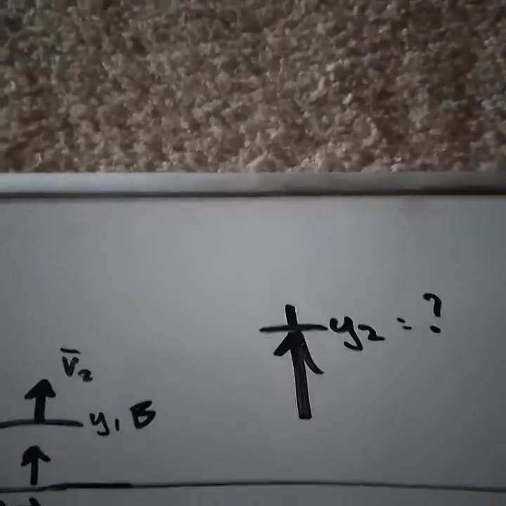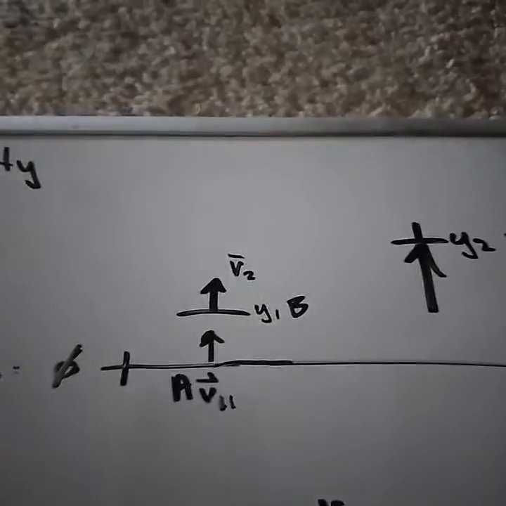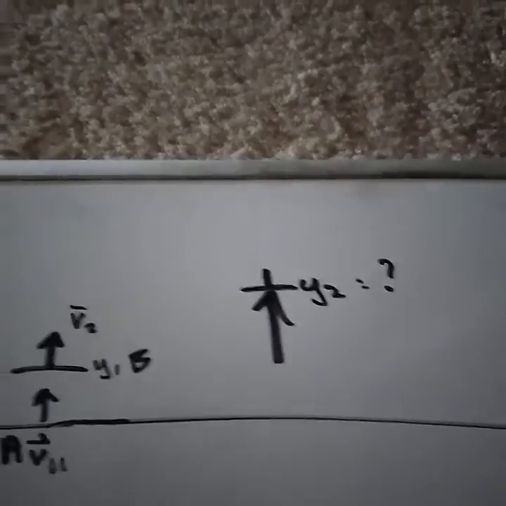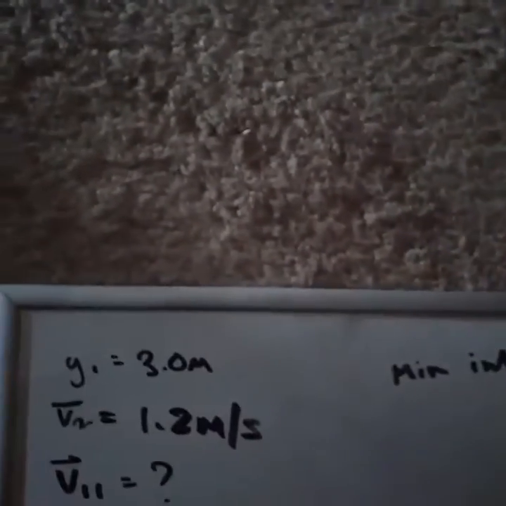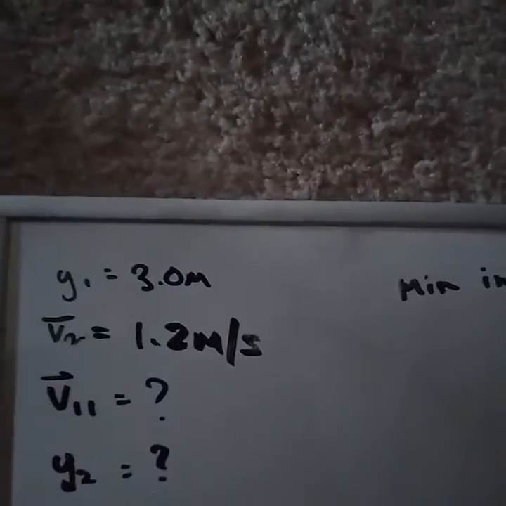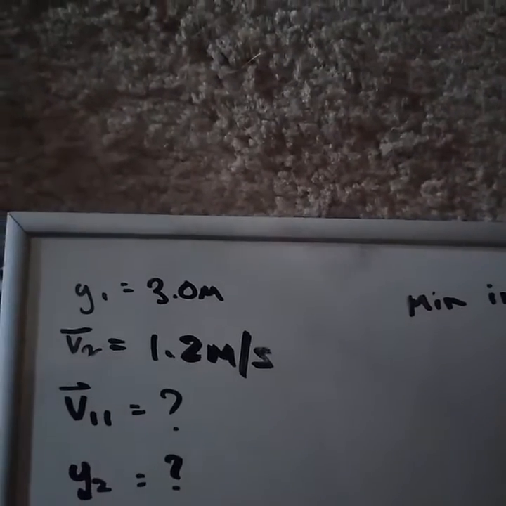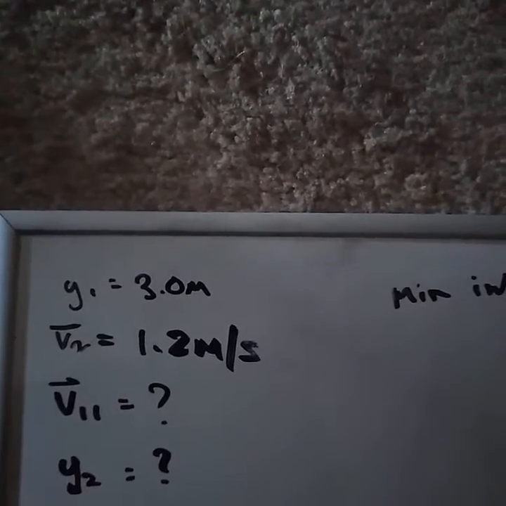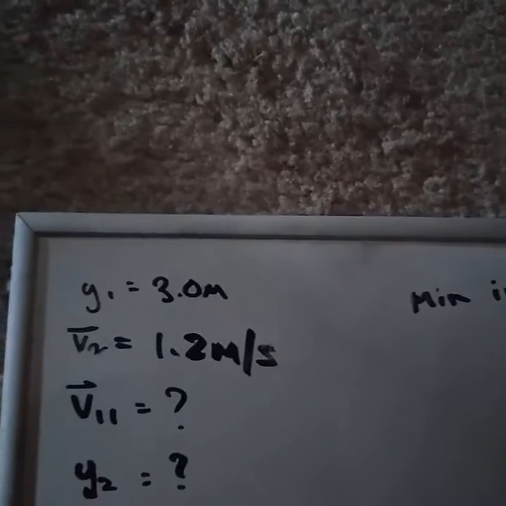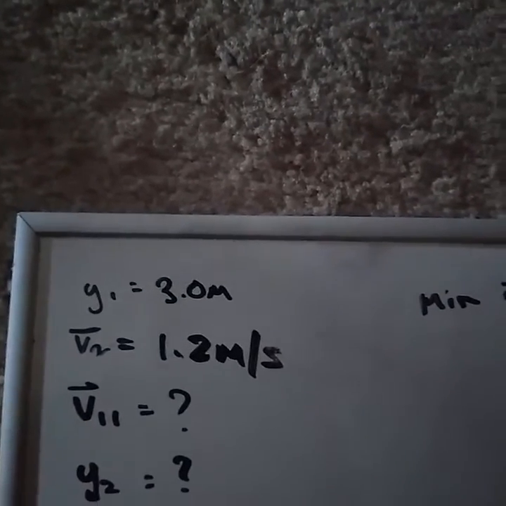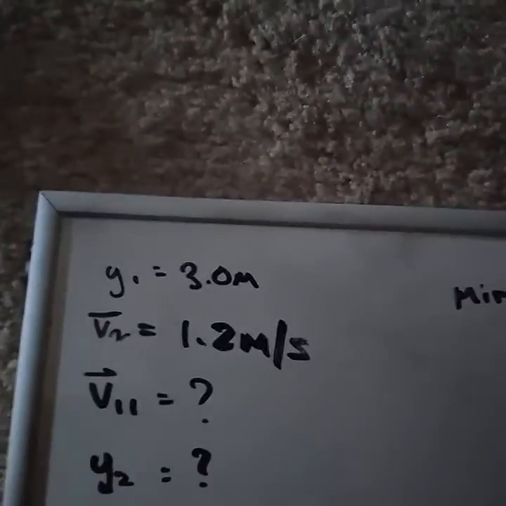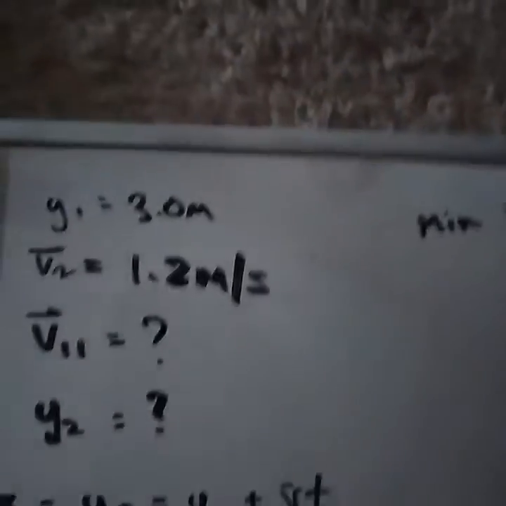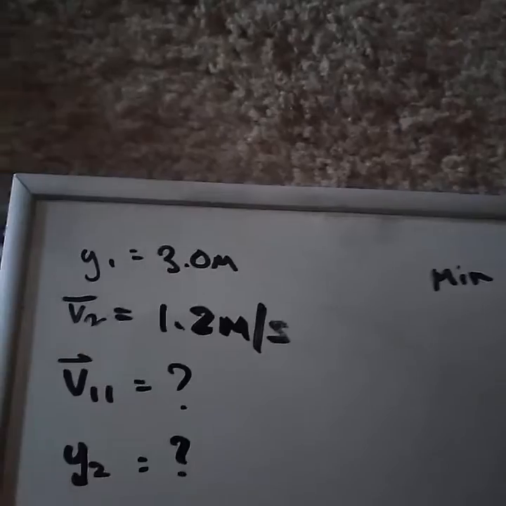And we don't know where that will be. So we don't know our initial velocity and we don't know our final position where they will meet. First thing we're going to do is write down everything that we know. The initial position of object B is 3 meters. The constant velocity of object B is denoted by the average velocity, subscript 2, equal to 1.2 meters per second. The initial velocity of object A is unknown, and the final position where these objects will meet is also unknown.